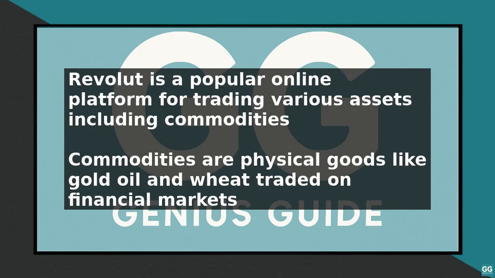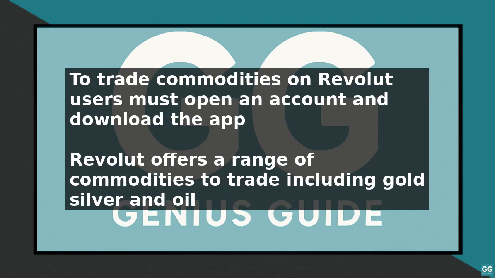To get started with commodities trading on Revolut, you first need to open a Revolut account and download the mobile app. Once you have set up your account, navigate to the trading section and select commodities from the list of available assets. Revolut offers a range of commodities to trade, including gold, silver, and oil.